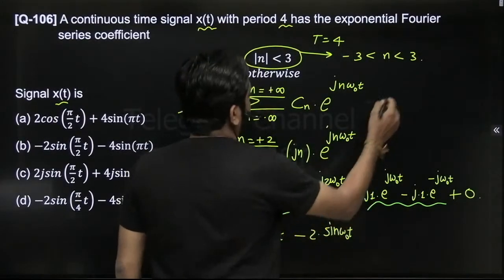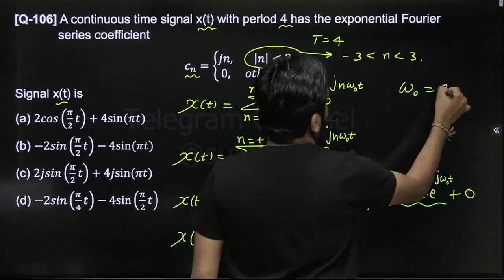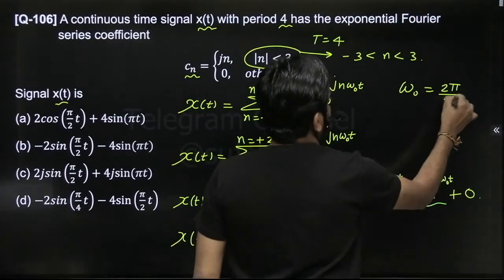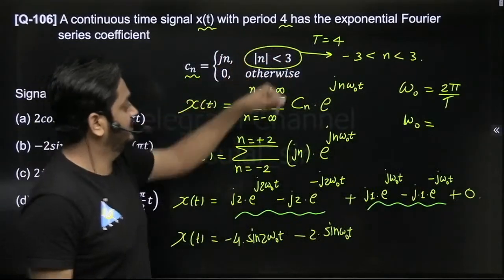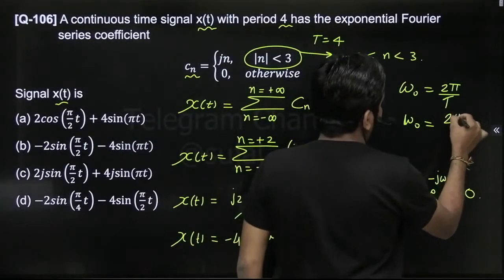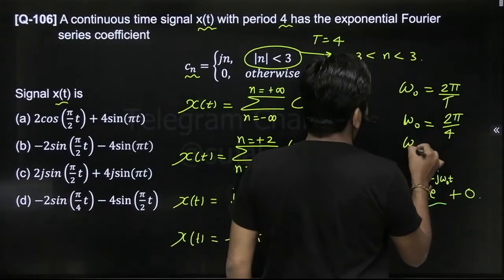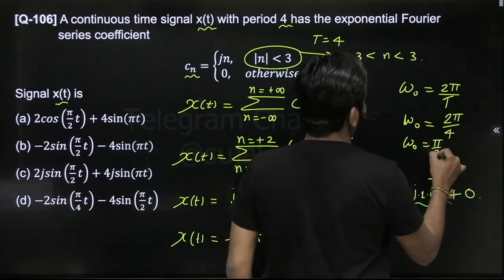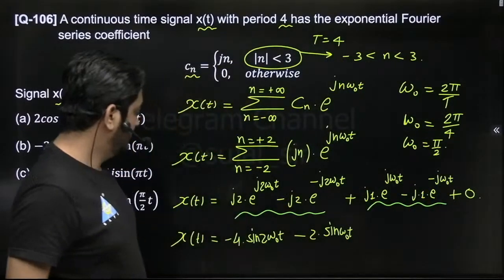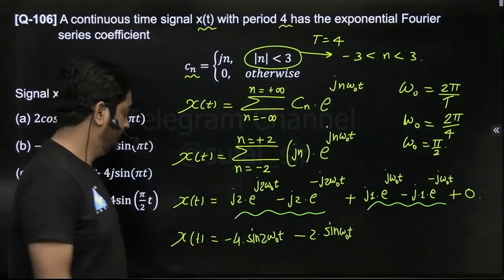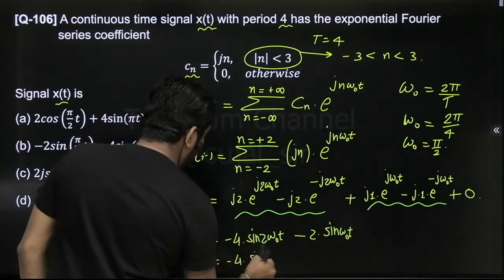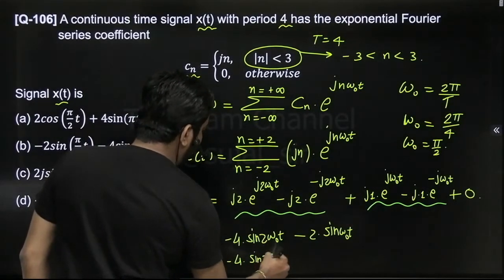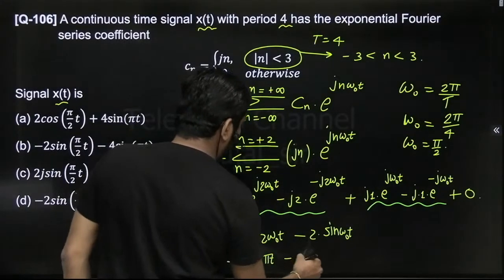Now what about omega 0? So omega 0 is nothing but 2 pi by T, guys, and the fundamental time period is given. Fundamental time period is 4. So 2 pi by 4, which is nothing but pi by 2, guys. So here you can put pi by 2. So minus 4 sine pi t minus 2 sine pi by 2 t.